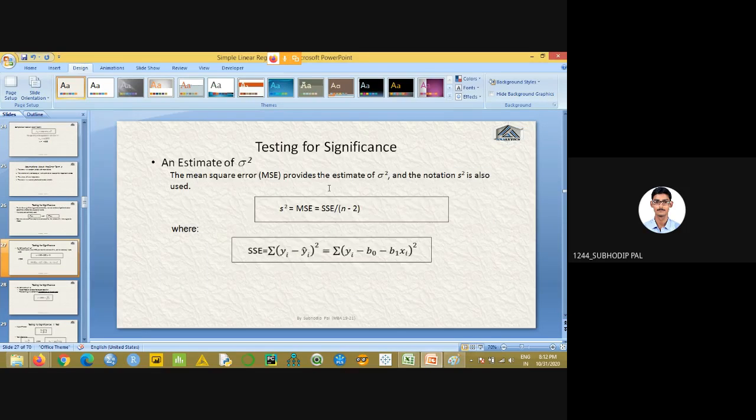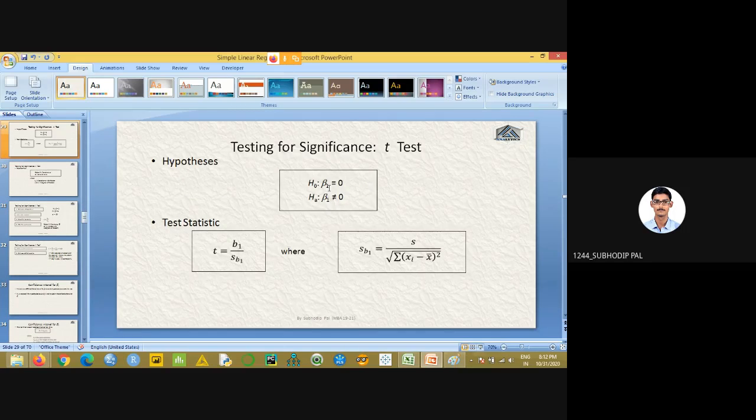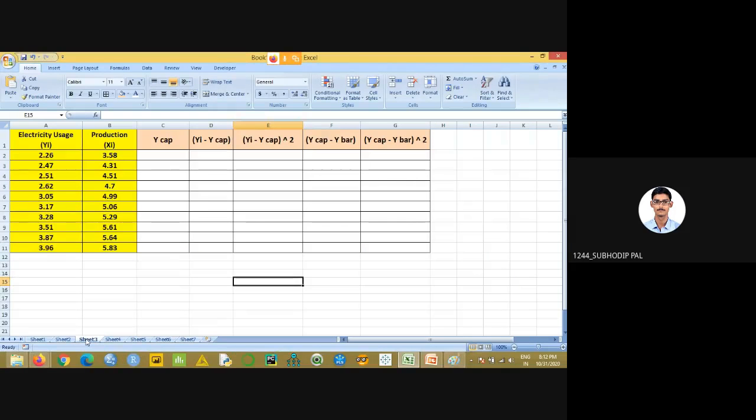So do you all know how to calculate SSE, SST, SSR, all those things? The ANOVA table was there in BA1. Do you remember the formula? Yes or no? No, okay, no issues.